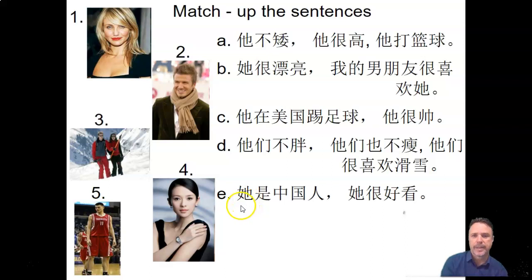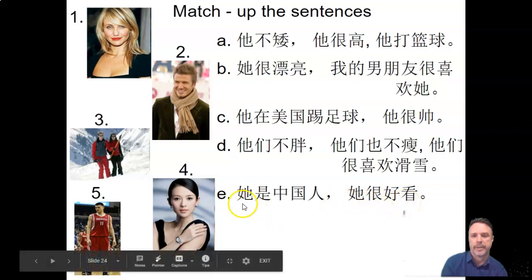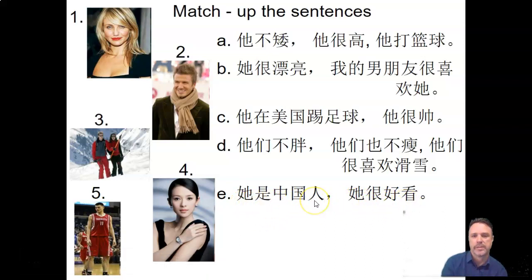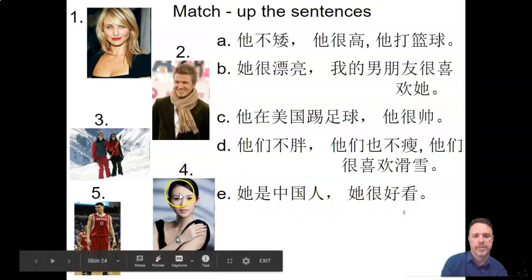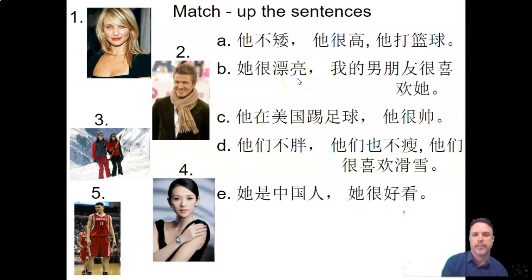Last one. 他是中国人，他很好看。她是中国人. She is Chinese. 她很好看. She's very good looking. So that one is 张子怡, which means this sentence here, 她很漂亮. That one is about Cameron Diaz.